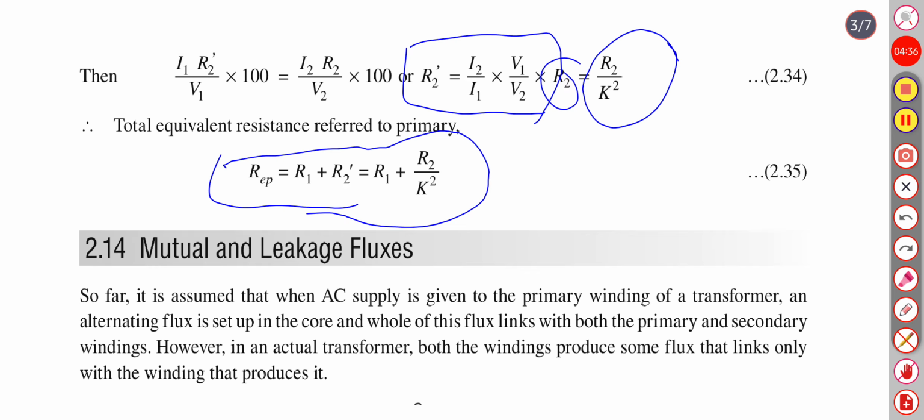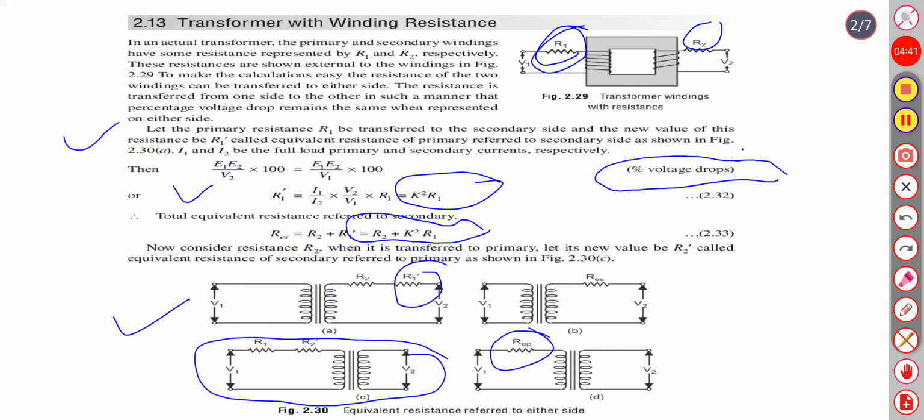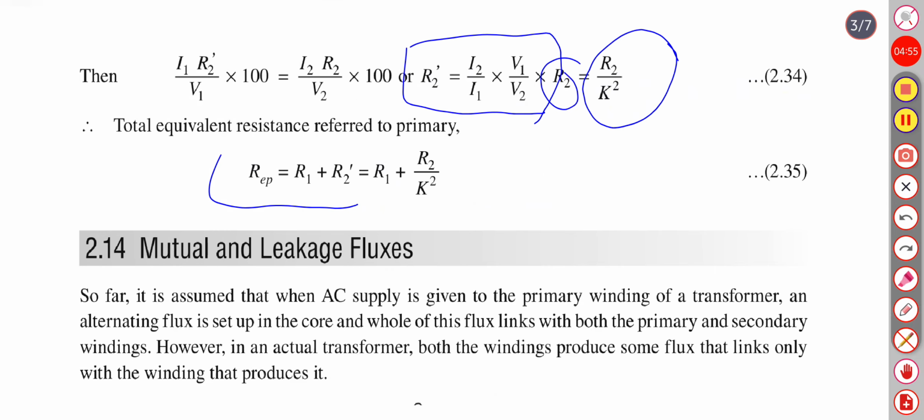So what we have seen: when primary resistance R1 is referred to the secondary, the total equivalent resistance will become R2 plus K square R1. But when we refer the secondary resistance R2 to the primary, then the total equivalent resistance will become R1 plus R2 upon K square.